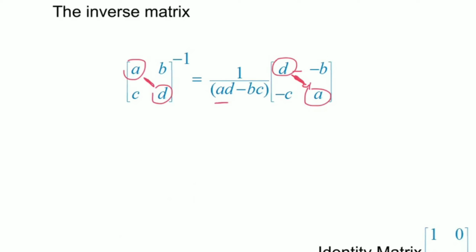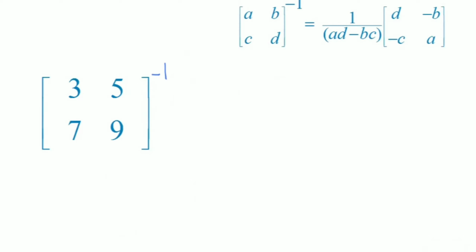And then the second part, the minus BC in the determinant, is from the other diagonal, the cross diagonal there, and we'll notice that they're both negatives. If we just remember back, the diagonals help us for the determinant. The diagonals also help us figure out which values to swap and which values to make negative. So let's see if we can use all of this to determine the inverse of this matrix here.